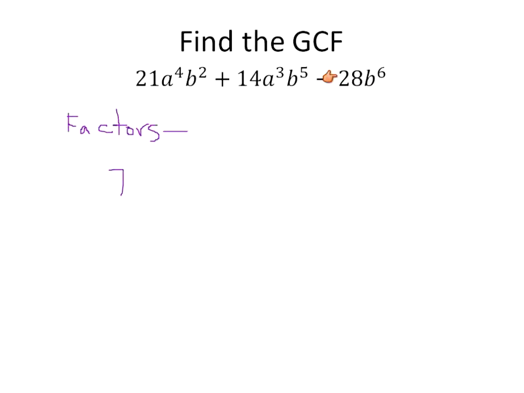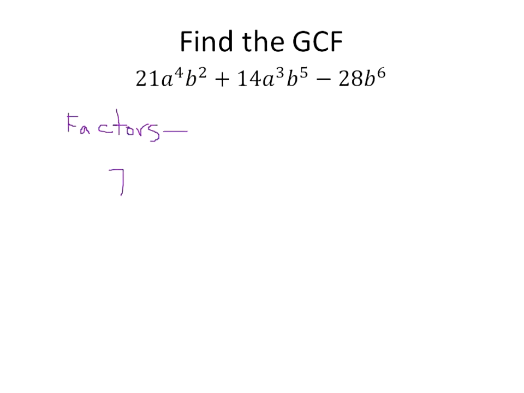Okay, what about the b's? What's the biggest factor of b's that we can pull out? Here we have b squared, so there's 2. Here there's 5, and here there's 6. So what's the biggest amount we can pull out from each one, or divide into each one of them? Can I pull 6 b's out of this one? No.